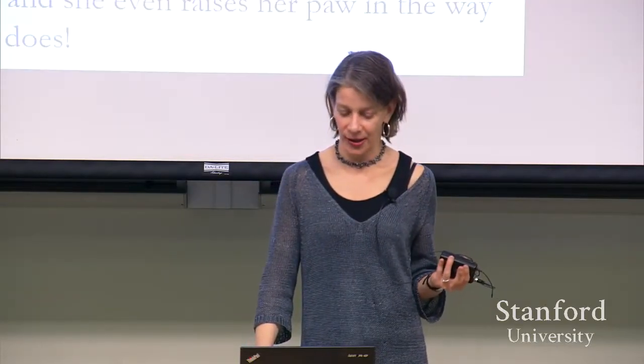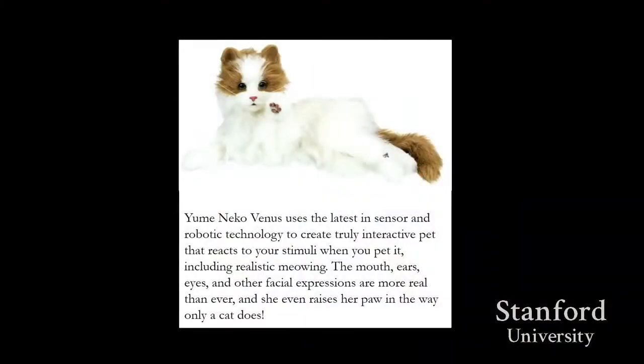But when we start thinking about replacing an actual pet with these for, say, children, it seems a somewhat different equation that we're making of saying, here you're going to lavish your affection on this pet. This is not my words, this is the words of the site. Neko Venus uses the latest in sensor robotic technology to create a truly interactive pet that reacts to your stimuli when you pet it, including realistic meowing, and so on. She even raises her paw in the way that only a cat does.